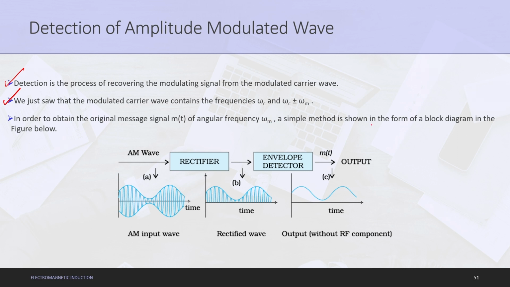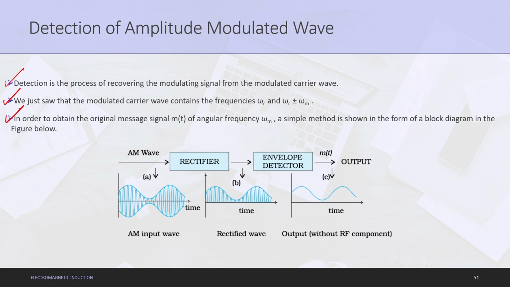A simple method is shown in the form of a block diagram in the figure below. This AM wave is passed through a rectifier. After it is passed through a rectifier, the lower portion is removed, so it is just this portion. After this, after passing it through an envelope detector, we can directly get our message signal. So, finally, we will get the message signal at the receiver end also.